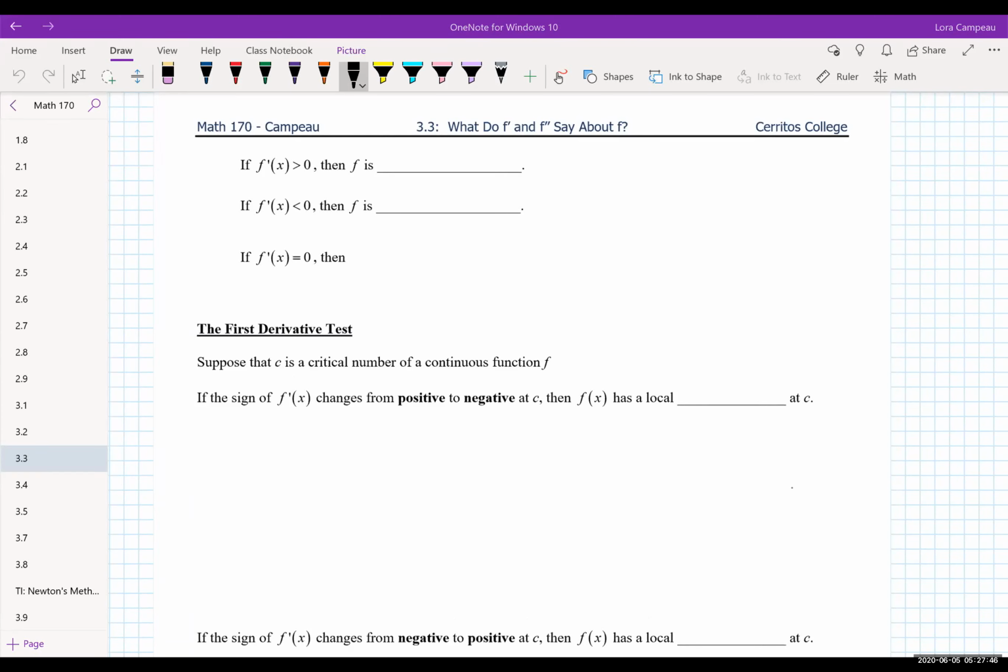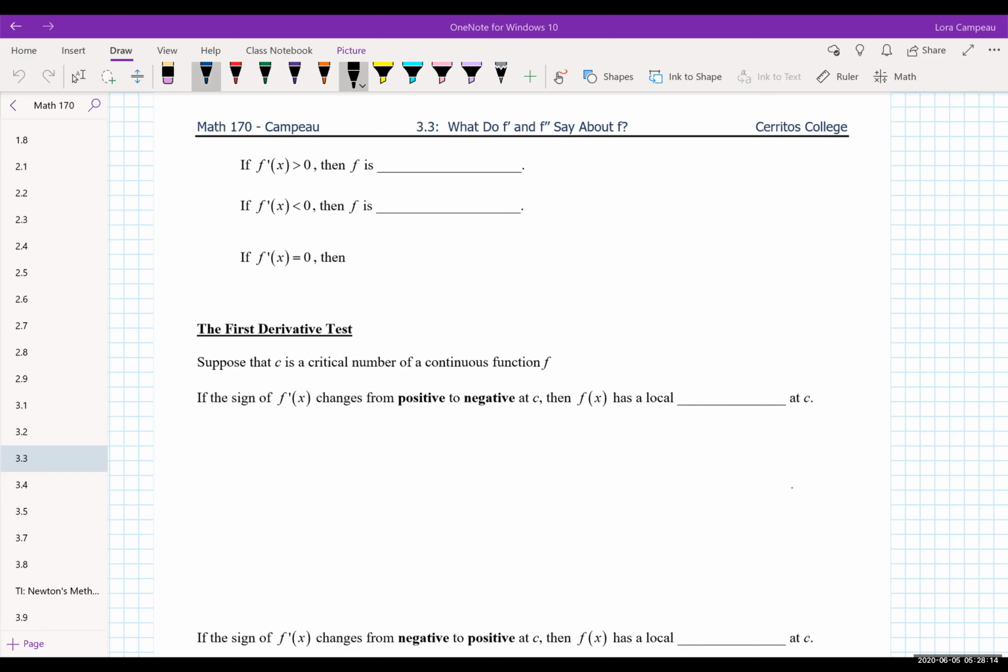Welcome back, Math 170. We're looking at section 3.3. What does the first derivative and the second derivative say about the original function? If you remember from section 2.2, we did a little graph sketching to help us analyze this a little bit more. So we're going to revisit this and then give you some concrete details to go along with this.